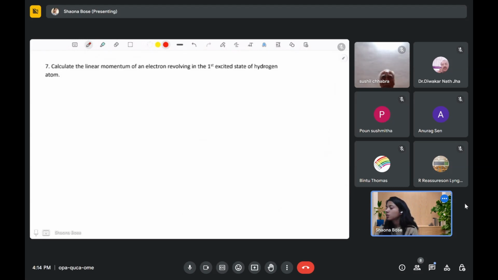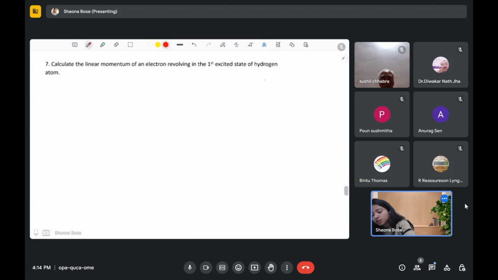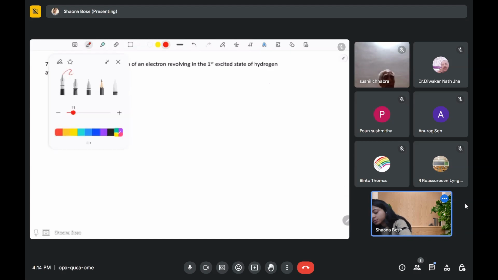Dr. Jha says p is equal to h by 2 pi r. Okay, but actually I was asking for, like, if you can give me the expression, 1.054 into 10 raised to the power minus 34. Okay.